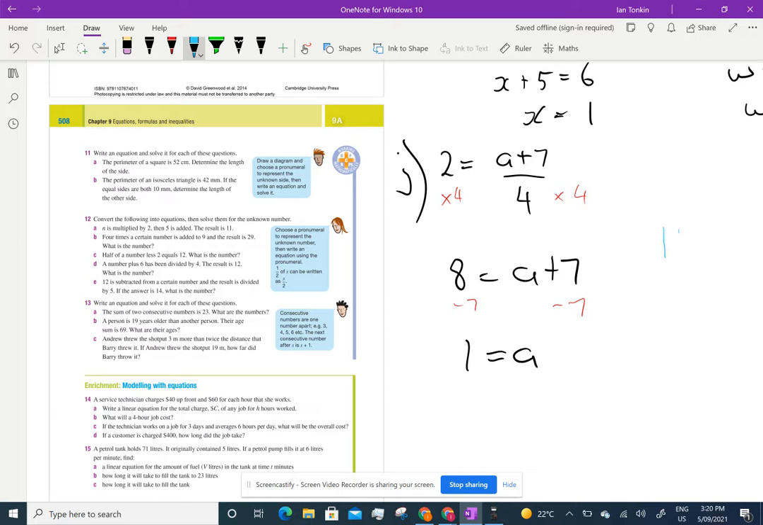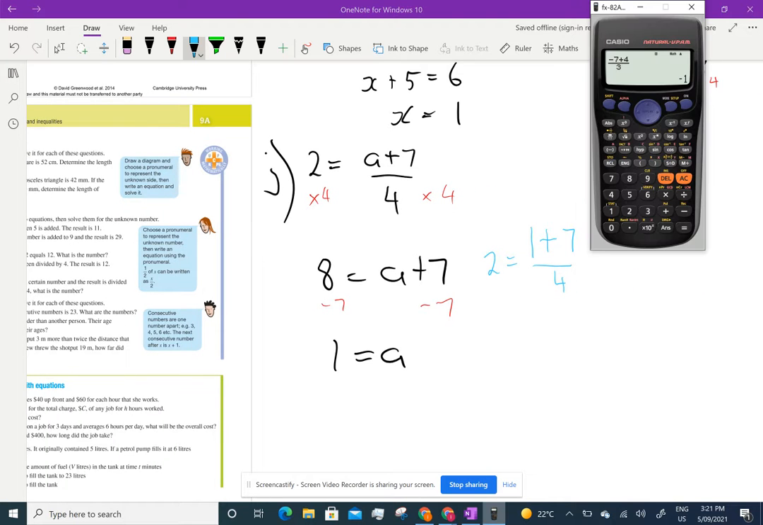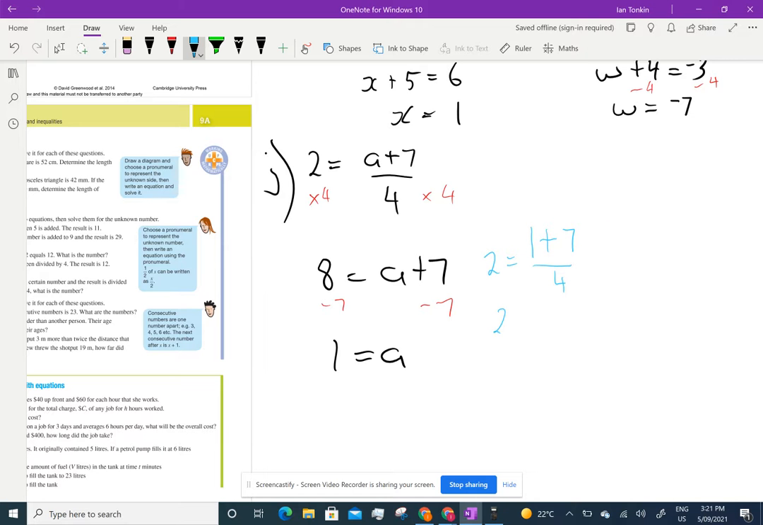Let's check. Does 1 plus 7 over 4 equal 2? Check on our calculator. 1 plus 7 over 4. 2. There we go. So 2 equals 2.